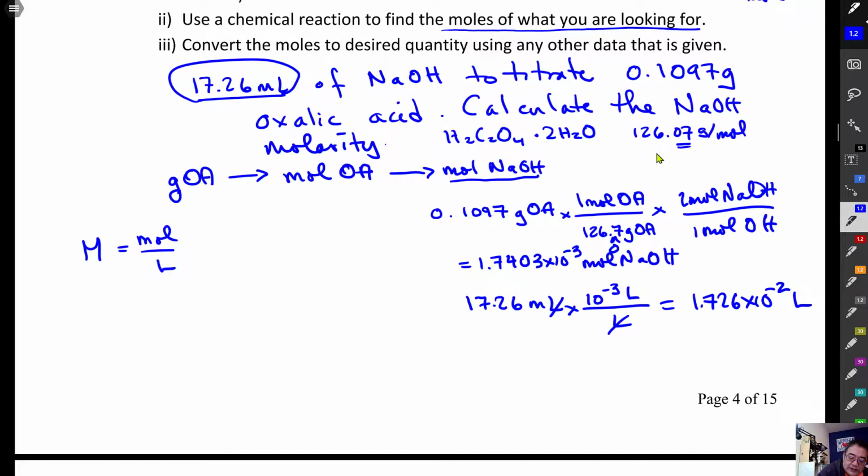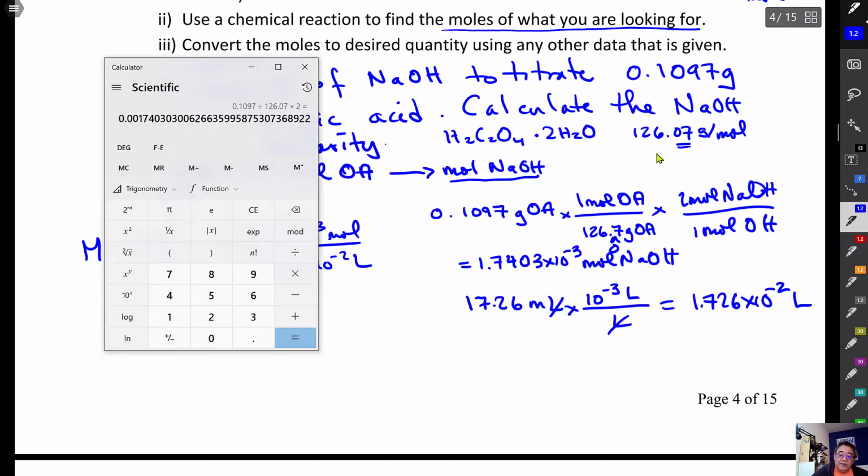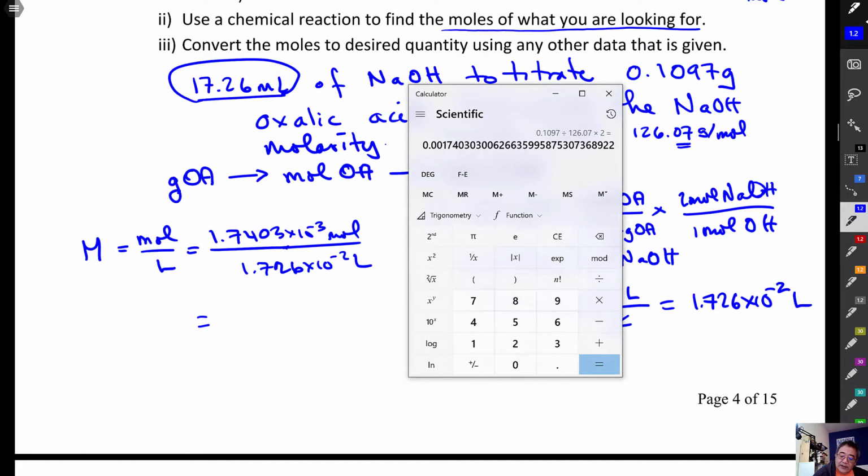All right, so I can plug those in to here. 1.7403 times 10 to the minus third moles of sodium hydroxide divided by 1.726 times 10 to the minus 2 liters, like that. So I'll pull up my handy dandy calculator, and I'm going to divide that by 1.726 times 10 to the negative 2.